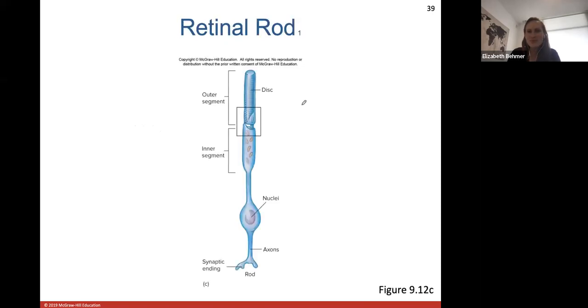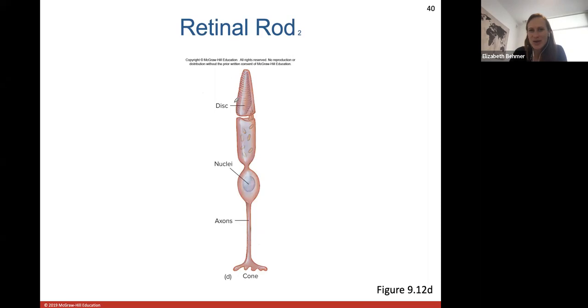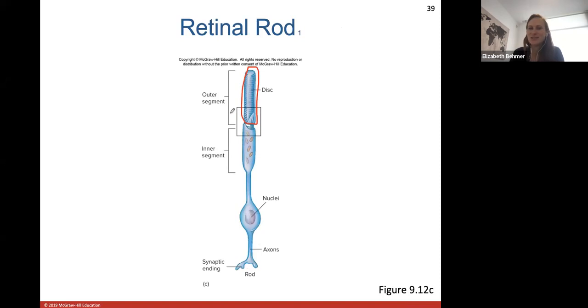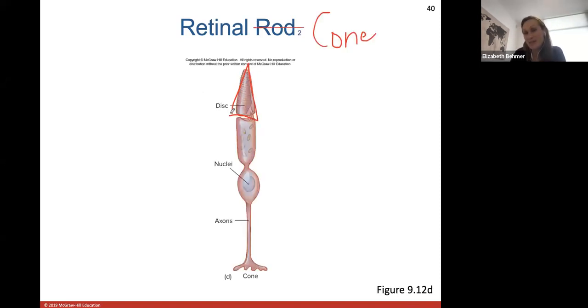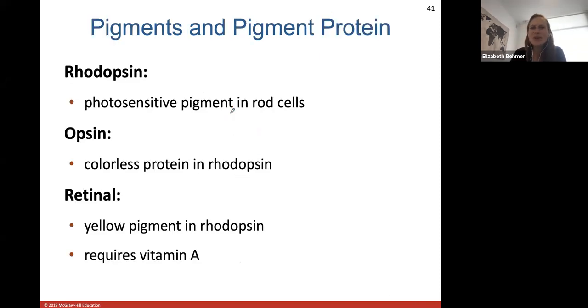So here's what a rod looks like, a photoreceptor, and it has the outer segment that kind of looks like a rod-like structure to it. And this should say cone, sorry, because the cone itself has more of a disc-shaped segment to it. So that's kind of how they get their names. The rods have more of a rod-shaped outer segment, and the cones have more of a disc or cone-shaped outer segment. We have other pigments and pigment proteins.